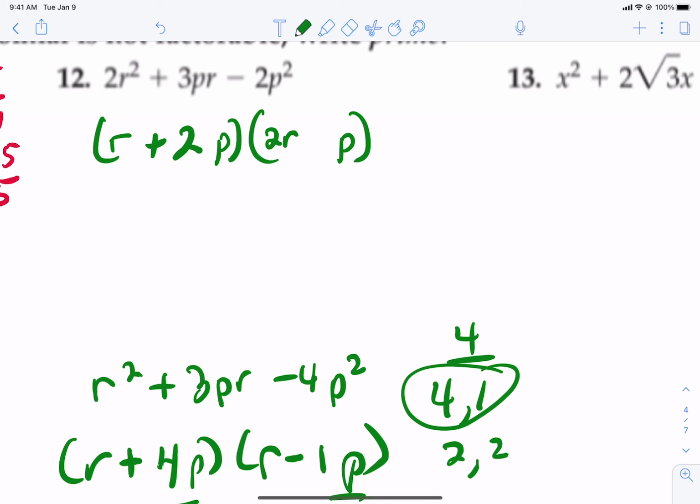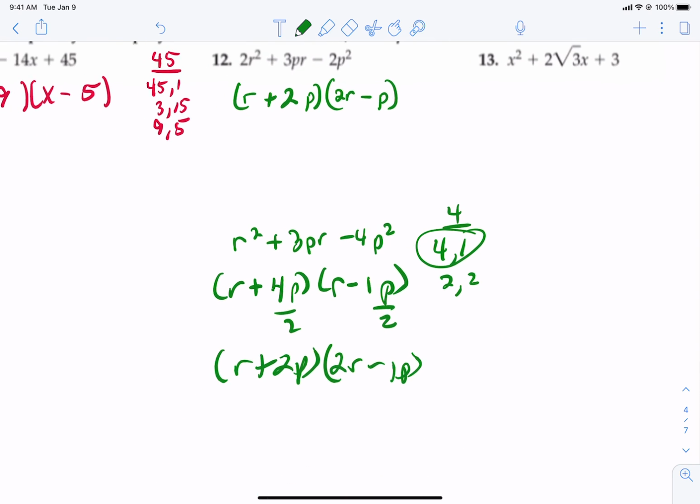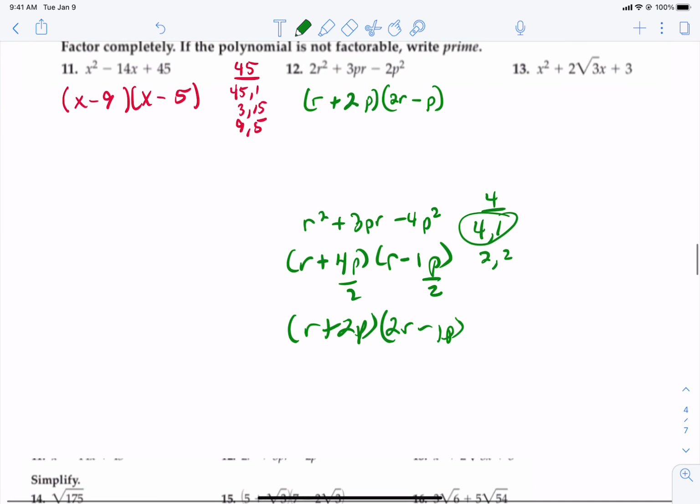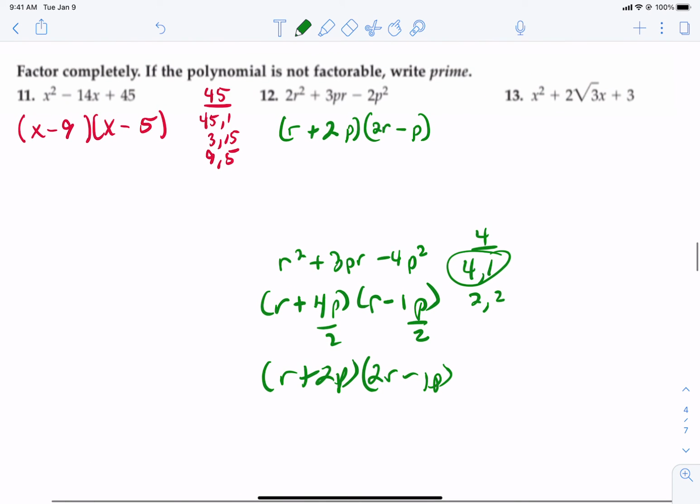so I can fit a 2, I'm going to erase that out. 2R minus 1P. And how can you check? Well, to check division or factoring, if you remultiplied, you should get what you see there. Okay?